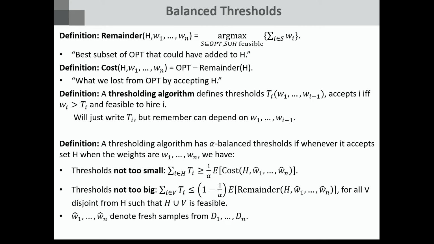Now here is a formal definition of what it means for thresholds to be balanced. A thresholding algorithm has alpha-balanced thresholds if, whenever it accepts a set H, we have the following two guarantees. First, the thresholds are not too small, in the sense that the sum of the thresholds for all the elements we accepted covers a 1 over alpha fraction of the expected cost. And also, the thresholds are not too big, in the sense that for any set V that we could have added to H and still been feasible, the sum of the thresholds we used to reject the elements in V is at most 1 minus 1 over alpha times the expected remainder. Just to be clear, when I say the expected cost and the expected remainder, I mean with respect to fresh samples drawn from the distributions, completely independent from the weights used to select H.